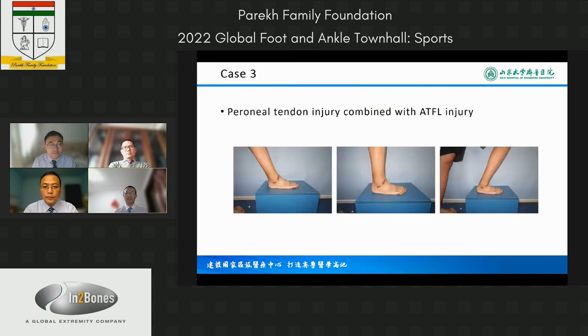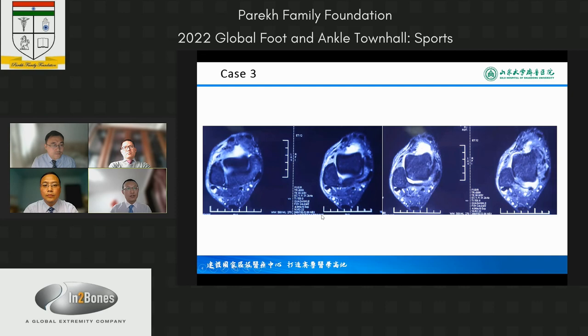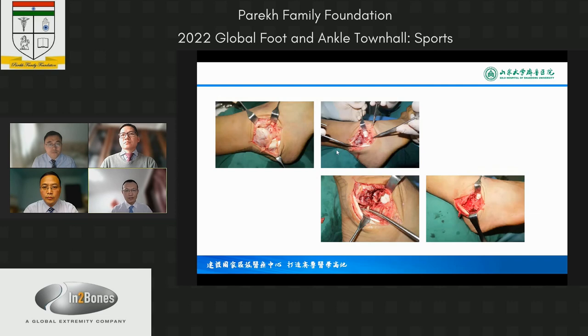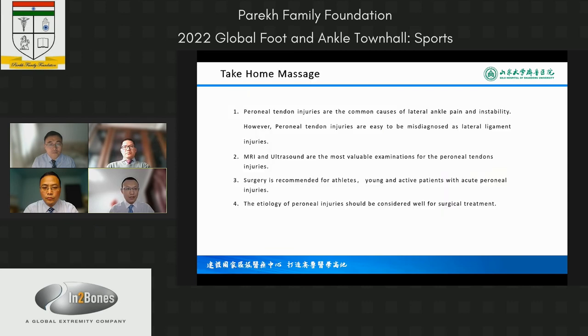Case three is a peroneal tendon injury combined with ATFL injury. The MR shows the injuries of the peroneal tendon and the ATFL. The intraoperative fluoroscopy shows the dislocation of the ankle joint, and then the exploration. You can see the rupture of the ATFL and the SPR. We repair the ATFL and the SPR.